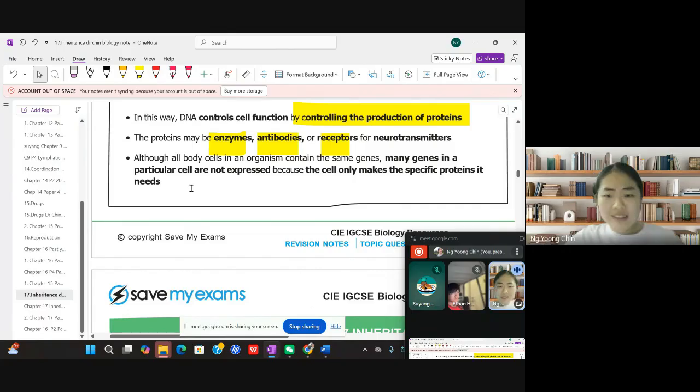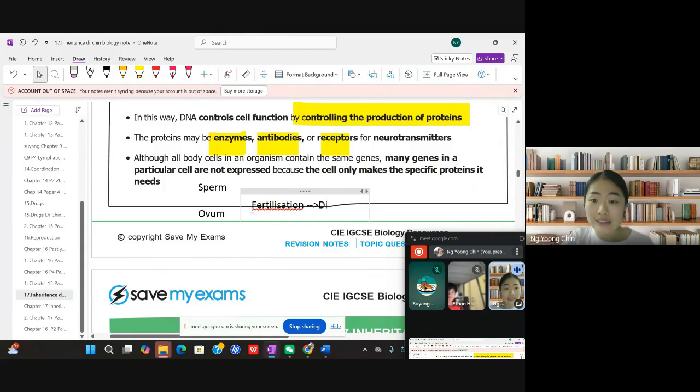Okay, so what does this mean? You can just imagine yourself. You are actually the product of mitosis from the diploid zygote. Initially, you have a sperm and an ovum. They fuse together. They undergo what? Fertilization. So after they fuse together, they become the diploid zygote. So this is you. After that, the zygote undergoes mitosis.